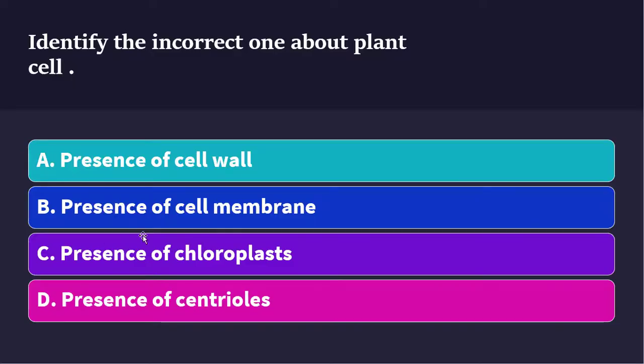In the final question, identify the incorrect one about the plant cell. Presence of cell wall, presence of cell membrane, presence of chloroplast, presence of centrioles. Which is the incorrect one about plant cell? Presence of centrioles. So the correct answer is this one. Like this, we have to make multiple choice questions which are useful for competitive exams.